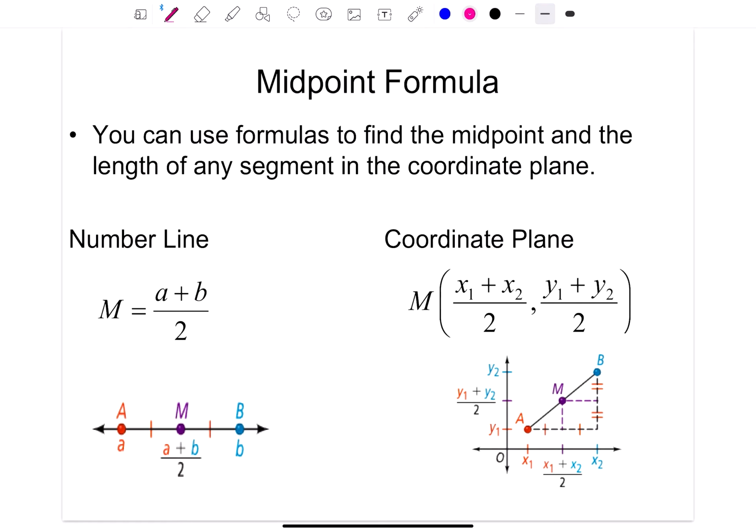Midpoint formula. We can use the midpoint formula to find the midpoint of any line segment in a coordinate plane. On the number line, to find the midpoint, we can add the two coordinates and divide by 2. But if we have a coordinate plane, then we're looking for the midpoint of A and B. A has the coordinates x1, y1, and B has the coordinates x2, y2. To find the midpoint, we can add the two x coordinates and divide by 2, and add the two y coordinates and divide by 2. Sometimes we can write the midpoint coordinates using x3, y3.